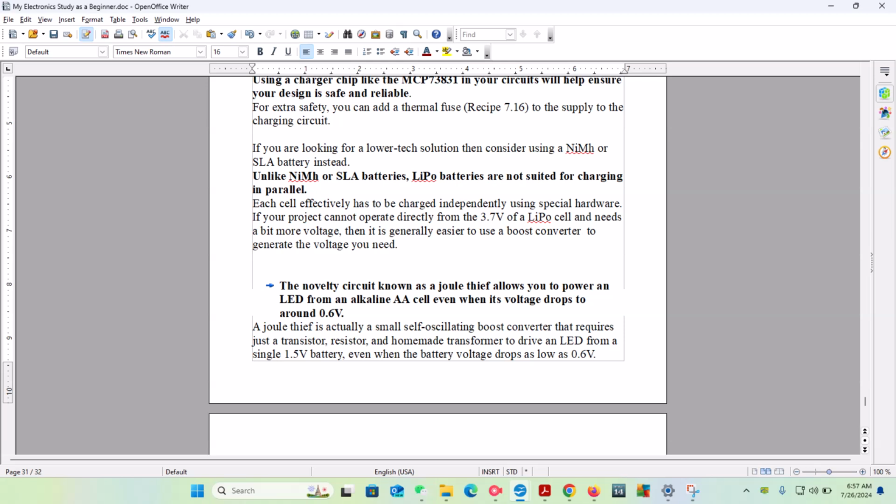Now a boost converter requires just a transistor and a resistor, okay, so that will manage the current flow and the voltage, and the resistor will regulate and impede the amount of current that goes through a circuit. Now, you also have a homemade transformer to drive an LED from a single 1.5 volt battery, even when the battery voltage drops below 0.6. Why? What does a transformer do? A transformer reduces the voltage. Okay, that's the point. So the transformer is going to be important in this case because we are stepping down the voltage, we're not stepping up.